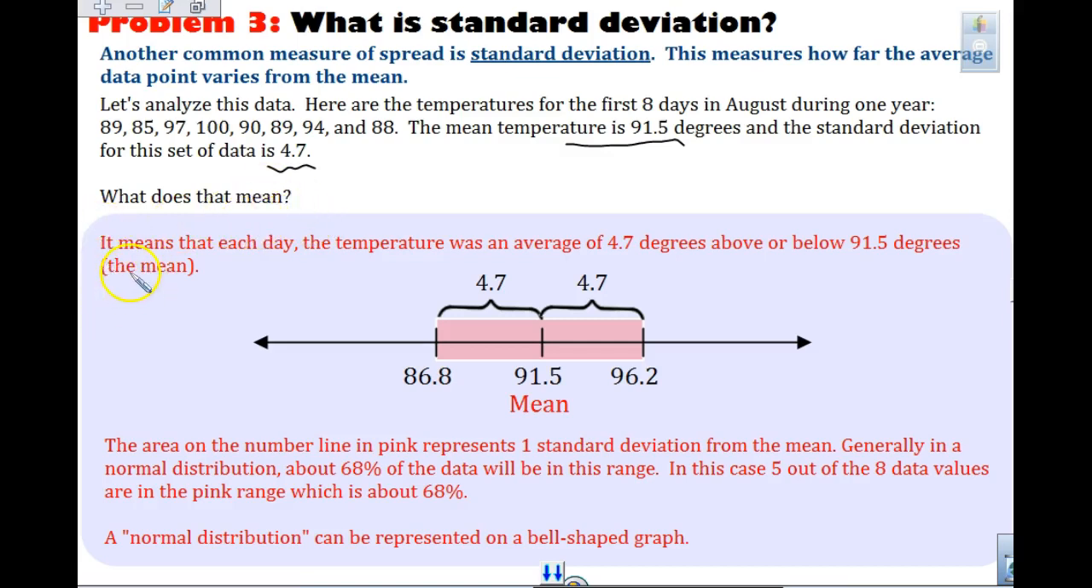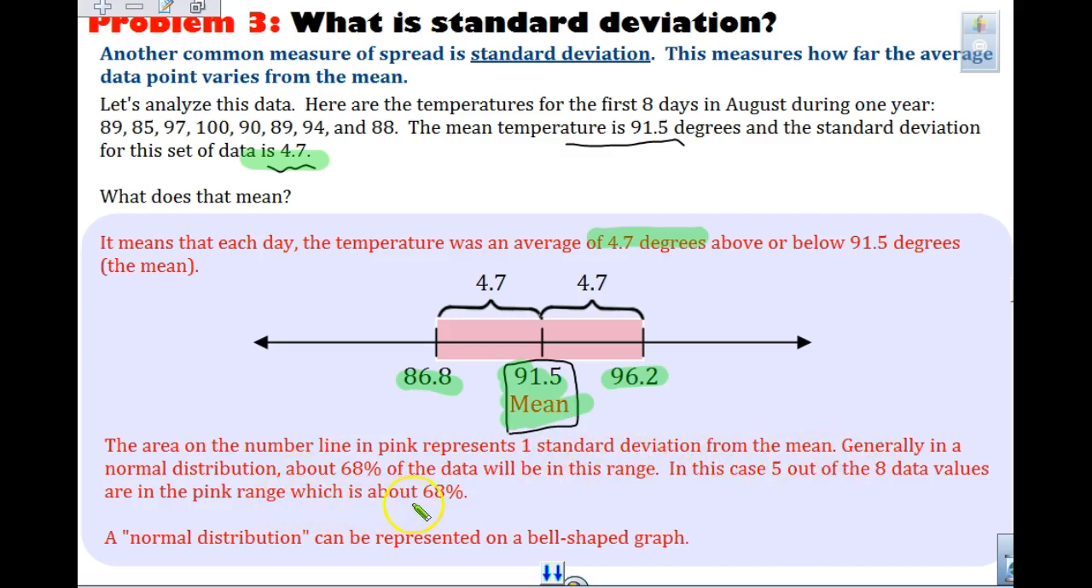What does this mean? How do you understand this? For one standard deviation, we're always going to put our mean in the middle, okay? So the mean comes out exactly in the middle of our data. Then you move whatever that standard deviation is, so it's 4.7 degrees above and below the average. You're taking 91.5, adding 4.7 to get 96.2, and subtracting 4.7 to get 86.8. So the area in that pink region represents one standard deviation from the mean.